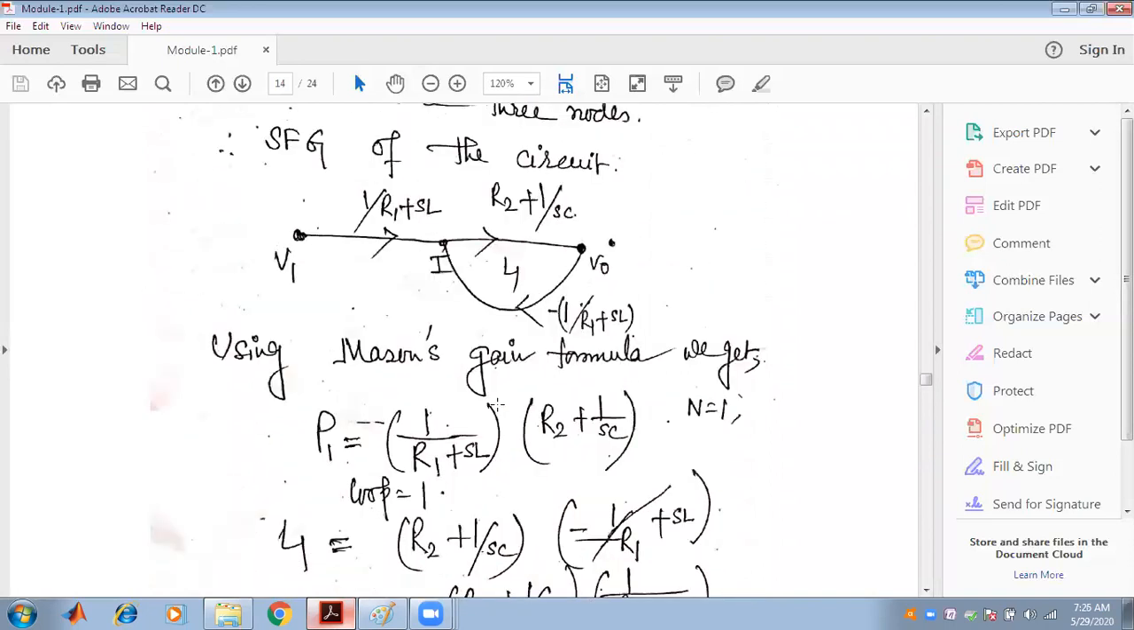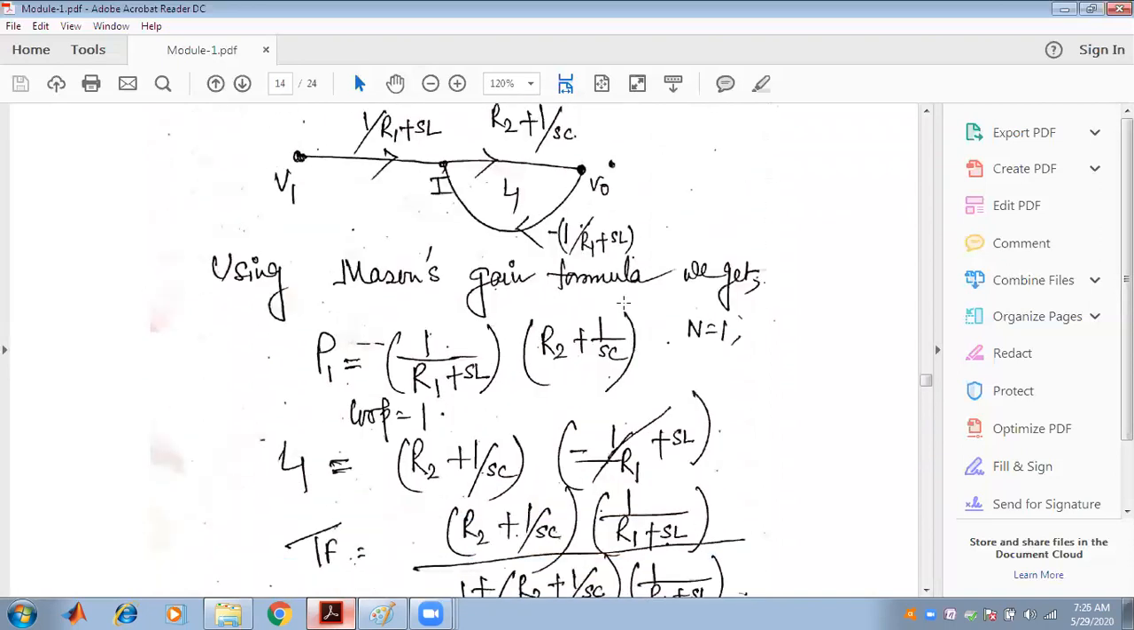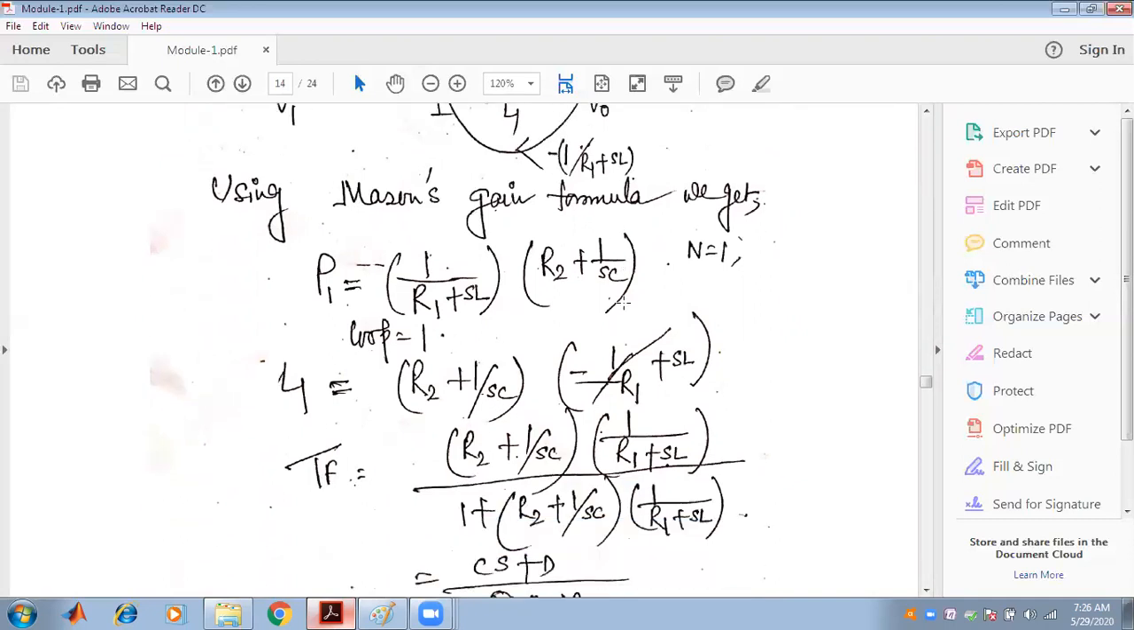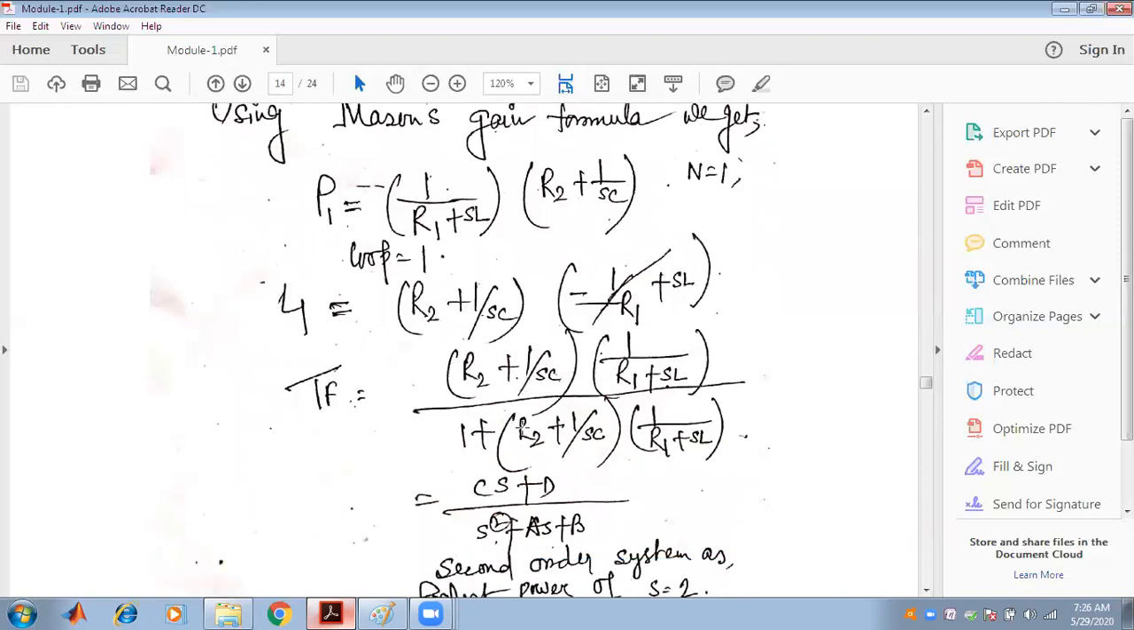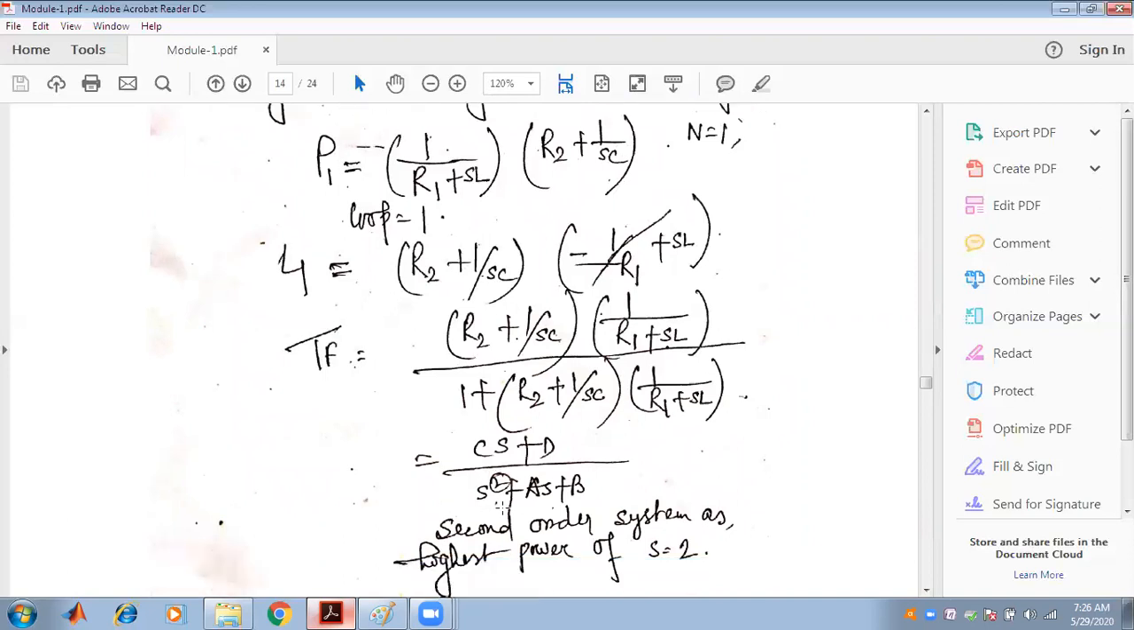Just putting Mason's gain formula, P1 del 1 divided by del, we will find the transfer function by calculating that particular part and putting in those values. The transfer function will be in the form of Cs plus D divided by S square plus As plus B. The highest power of S in the denominator is S square, which gives the second order system.